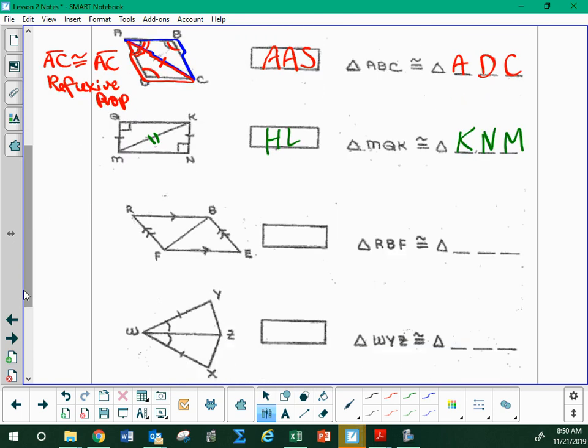Okay. Did they give us anything congruent? We know they're parallel. Are parallel lines congruent? They have the same... No. I got yeses and I got nos. Our parallel lines are congruent.